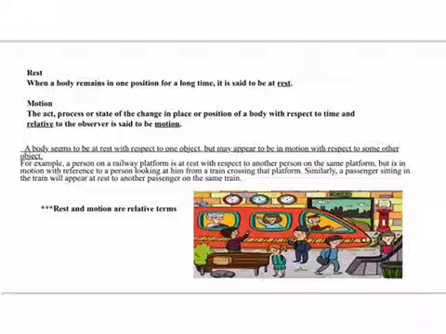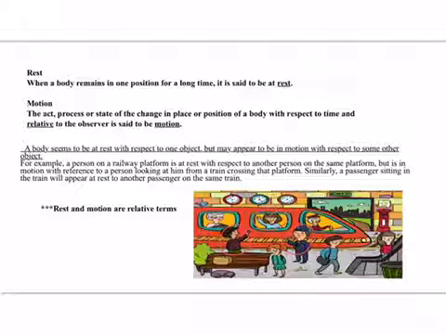But a body seems to be at rest with respect to one object but may appear to be in motion with respect to some other objects. For example, a person on a railway platform is at rest with respect to another person on the same platform, but he is in motion with reference to a person looking at him from the train.